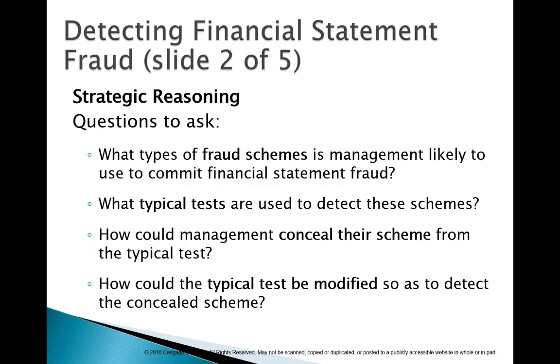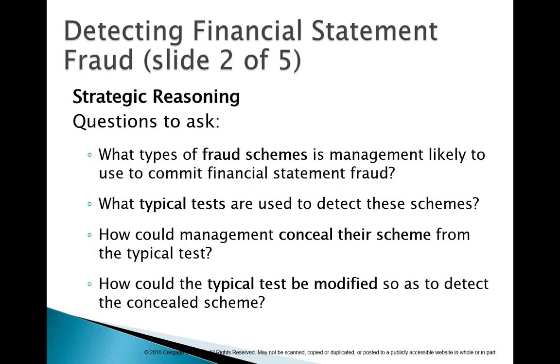So the questions to ask under strategic reasoning are: what types of fraud scheme is management likely to use to commit fraud at this particular company? And if they're going to commit fraud in revenue, for example, what are the typical tests that I could use to detect that fraud? Knowing that management's going to try and conceal it somehow, maybe I have to be strategic in how I do my testing. So if I think that they're going to commit inventory fraud and overstate their ending inventory, then maybe I need to do surprise inventory counts, and be less predictable in what my audit procedures are.